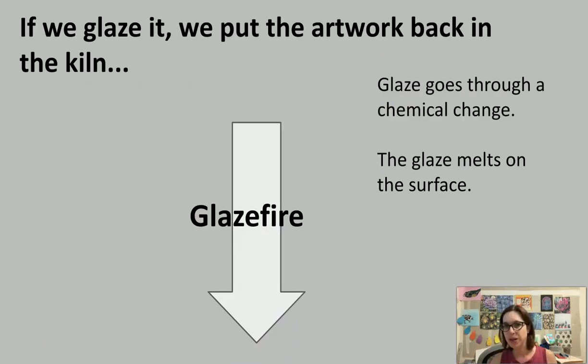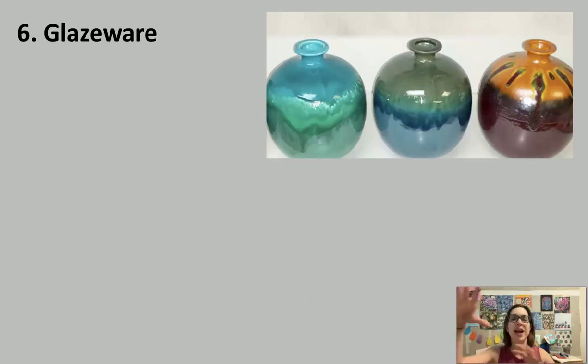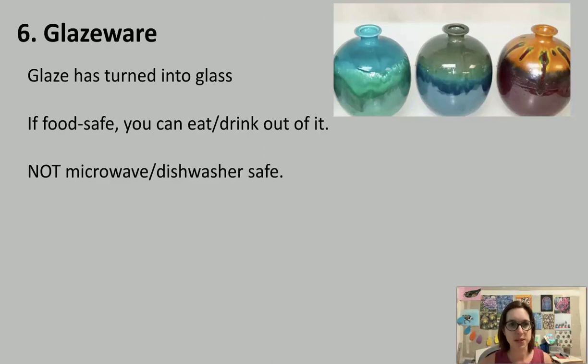So we put the artwork in the kiln because we're going to run a glaze fire. And when it's done, we take it out of the kiln and it's all nice and colorful. That is now glazeware. So the glaze has essentially turned into a glass. If that glaze is food safe, you can eat and drink out of it, but it is not microwave or dishwasher safe. And essentially your project is done.